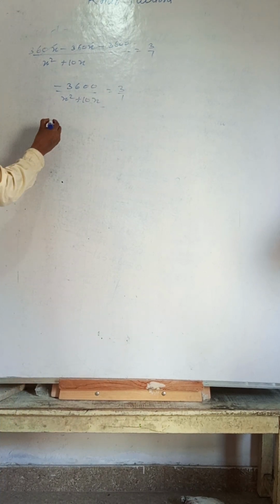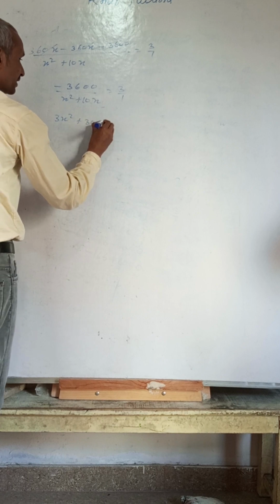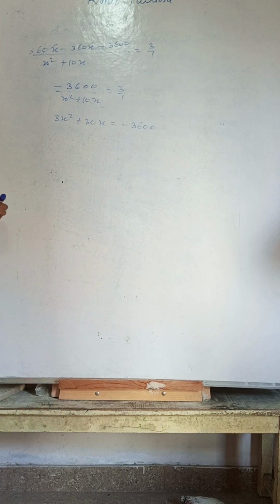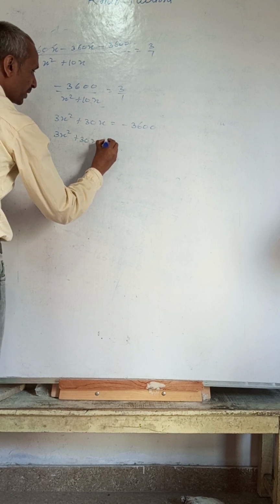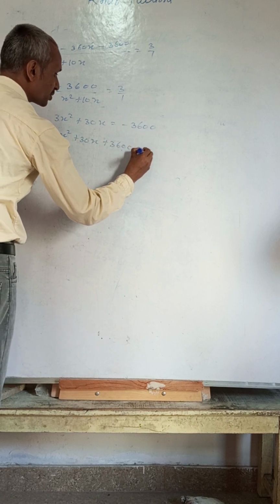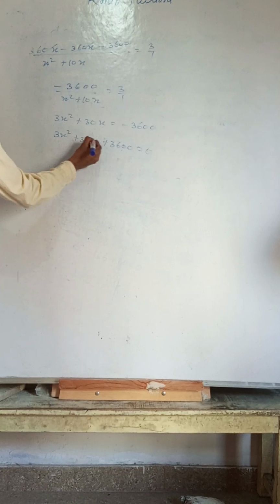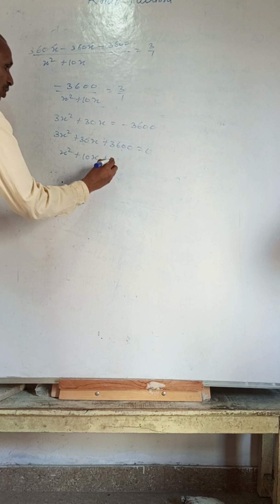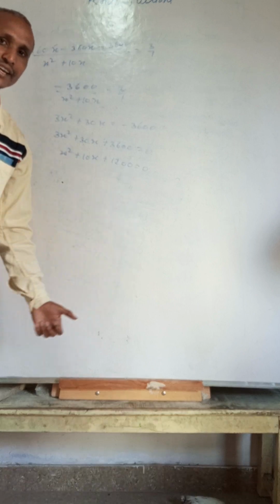Now, by the cross multiplication, it will become 3x square plus 30x is equal to minus 3600. Okay. Now this we are taking to this side, so it will become 3x square plus 30x plus 3600 is equal to 0. Now the total equation divided by 3, because 3 is there, so it will remain x square plus 10x plus 1200 is equal to 0.